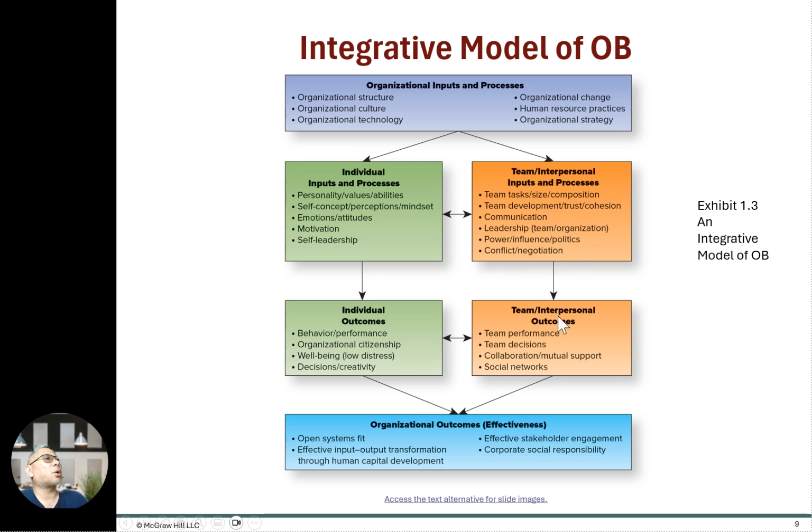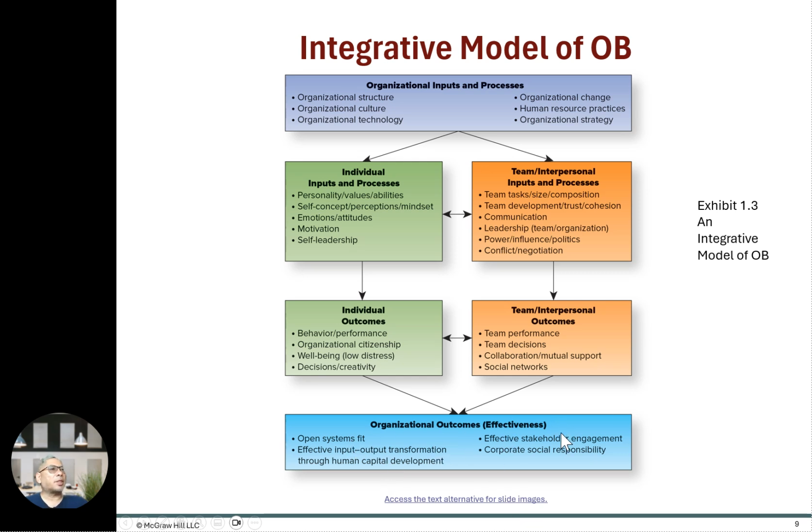All the way to team and interpersonal outcomes in terms of team performance and team decisions, which will support the social network. But the individual outcomes will be your own behavior, performance, organizational citizenship, and well-being, as well as decisions. They are intermingled with each other. Okay, if you're part of a team, you have to be able to work with the team. This is an example of the integrative model of OB.